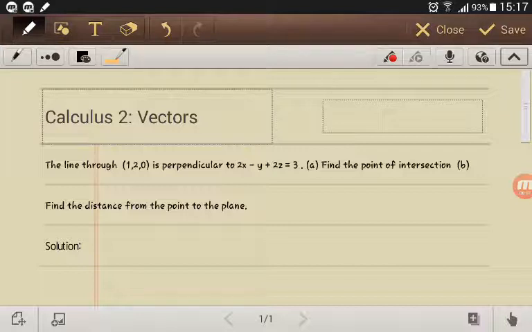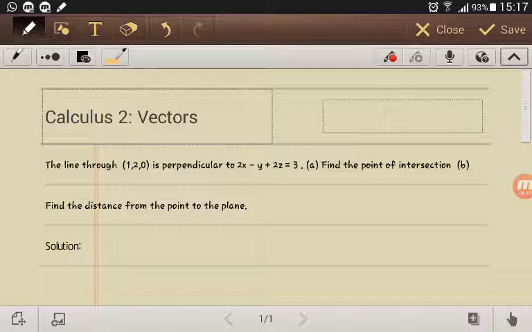Given that the line which passes through (1, 2, 0) is perpendicular to the plane 2x minus y plus 2z equals 3. A, they say find the point of intersection, and B, they say find the distance from the point to the plane.